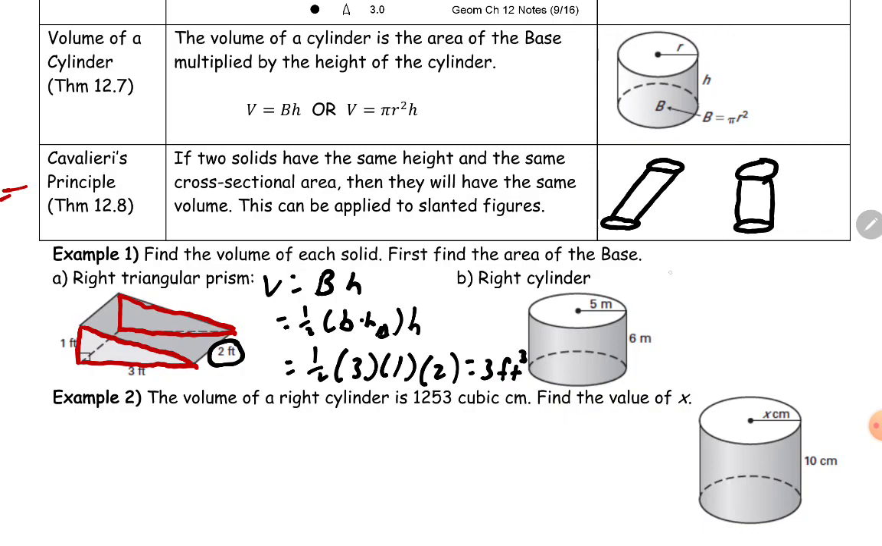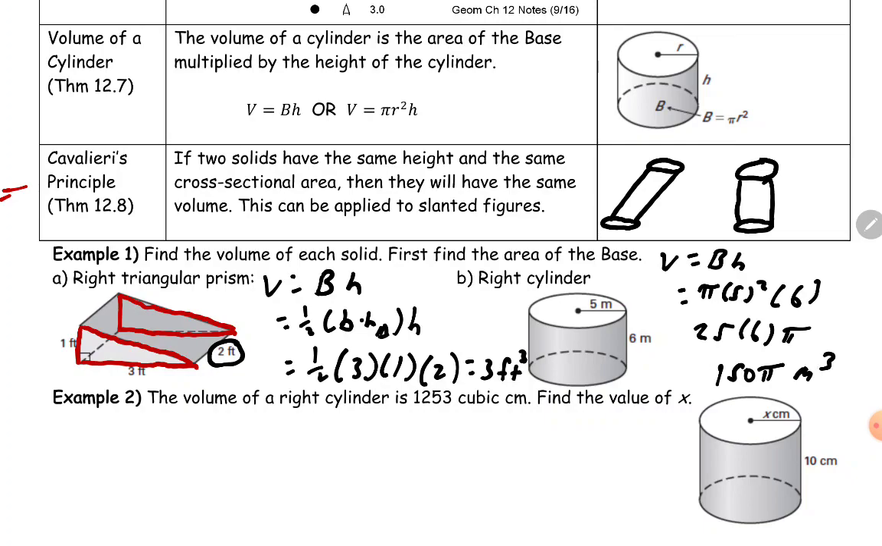A right cylinder, so area of the base times height. So area of the base is a circle, so pi r squared times height. So I have 25 times 6 times pi, which is 150 pi cubic meters.